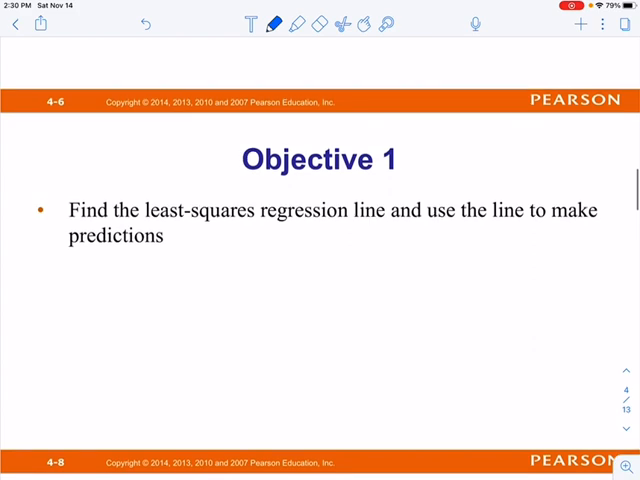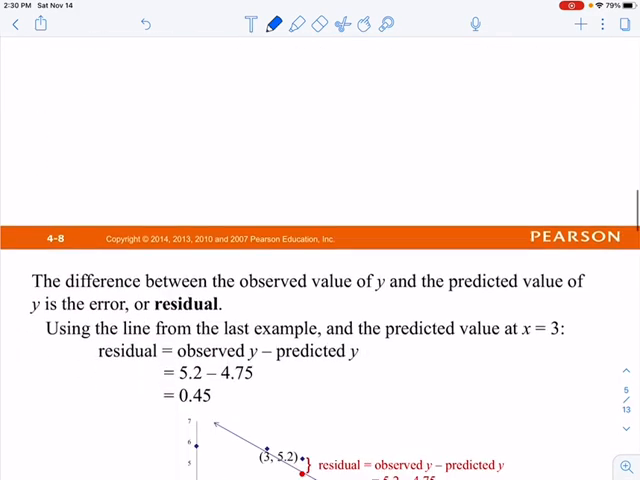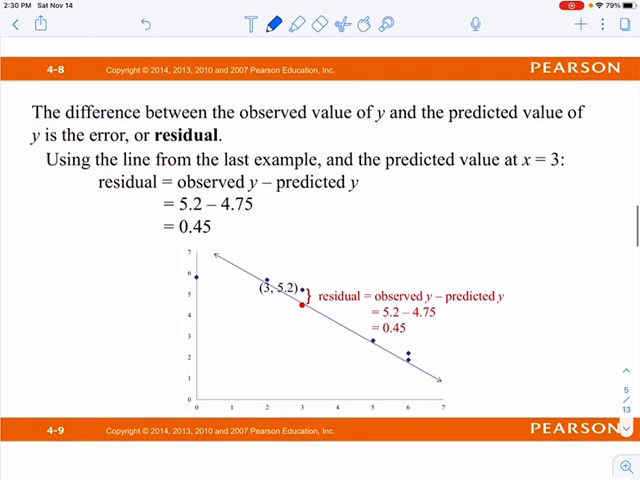So now let's talk about this least squares regression line. Okay, and again, we're going to use that line to make predictions. I was just talking about the observed value and the predicted value, and here's the reason why. The difference between the observed value of y and the predicted value of y is the error, or again from algebra, hopefully you learned the word residual.